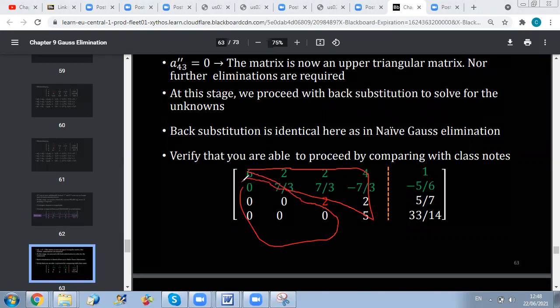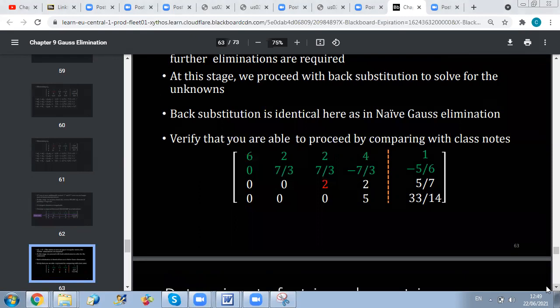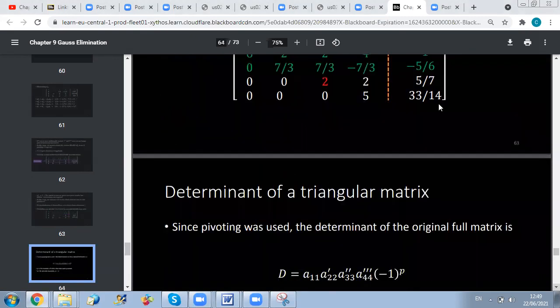Okay, and once you are done with this step, the next step is very simple. Because now you will do backward substitution. So you will move now to the solution stage, the backward solution step.